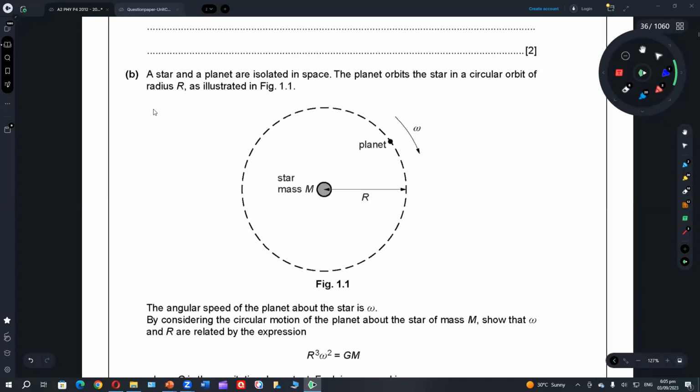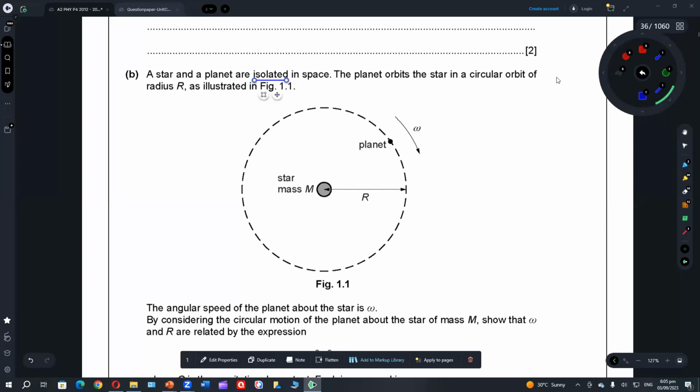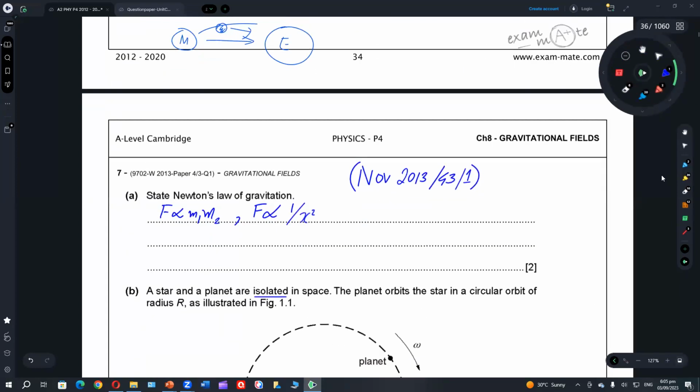A star and a planet are isolated in space. The planet orbits the star in a circular orbit of radius r. This is our Cambridge language here. This is a common language using the word isolated in this chapter. Isolated means that multiple gravities do not act on it.